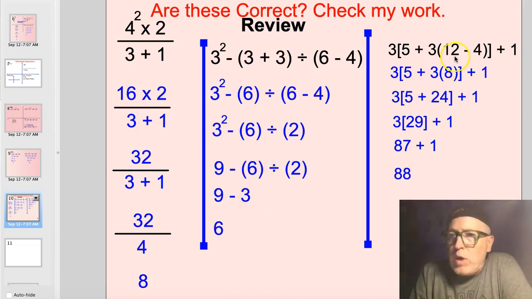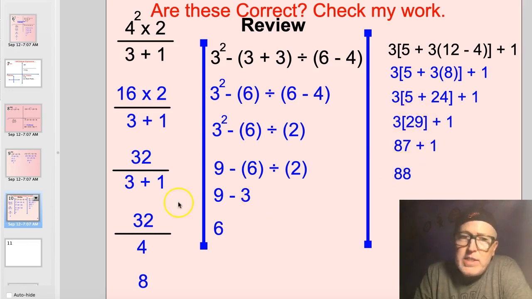The secret to this problem is working from the inside out. So you go to the smallest set of parentheses, which is these little ones inside here. And 12 minus 4 is 8. And then you've got inside the parentheses, you still have some addition, and you have multiplication. You have to do the multiplication first. So 3 times 8 is 24. Now you can do the addition inside the parentheses, which is 29. Now you've got multiplication and addition, so you have to do 3 times 29, which is 87, plus 1 is 88. Alright, you are ready for the video.